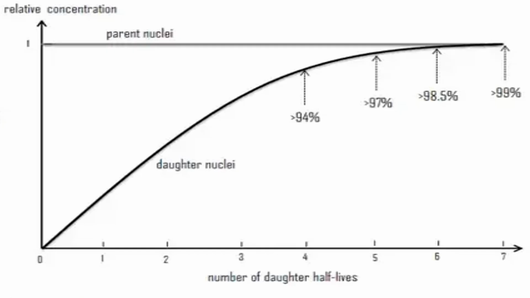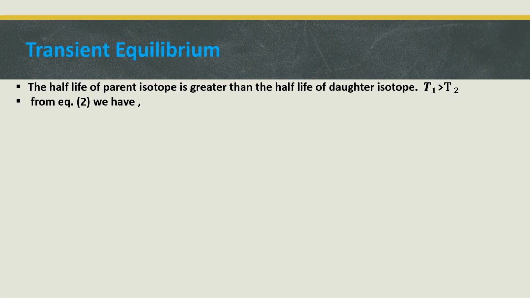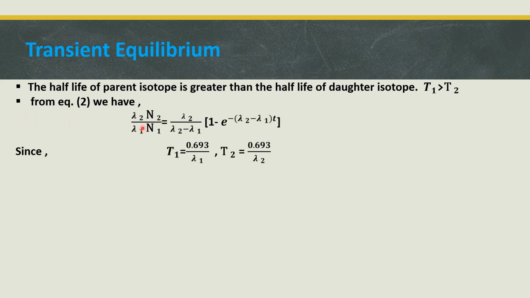So the third or last one is transient equilibrium. The half-life of the parent isotope is greater than the half-life of the daughter isotope. That means T1 is greater than T2, but not much greater. So from equation 2 we have lambda 2 N2 by lambda 1 N1 is equal to lambda 2 by lambda 2 minus lambda 1 into 1 minus e to the power minus (lambda 2 minus lambda 1) t. Since T1 is equal to 0.693 by lambda 1 and T2 is equal to 0.693 by lambda 2, that is for half-life.